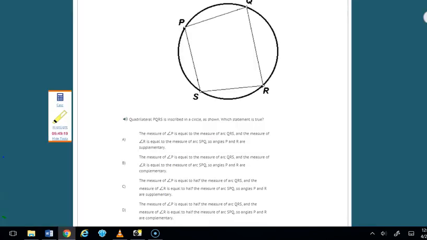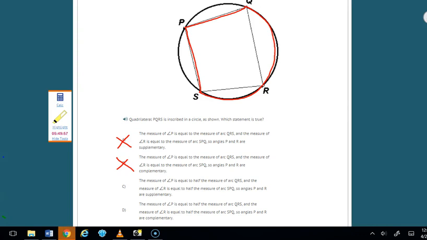So this problem says quadrilateral PQRS is inscribed in a circle as shown. Which statement is true? So first of all, it says the measure of angle P is equal to the measure of arc QRS. The measure of angle P, this is angle P right here, is equal to arc QRS. Well, we know that's not true because that angle is half the arc. So then let's go on to letter B. The measure of angle P is equal to the measure of arc QRS. Again, that's not true.